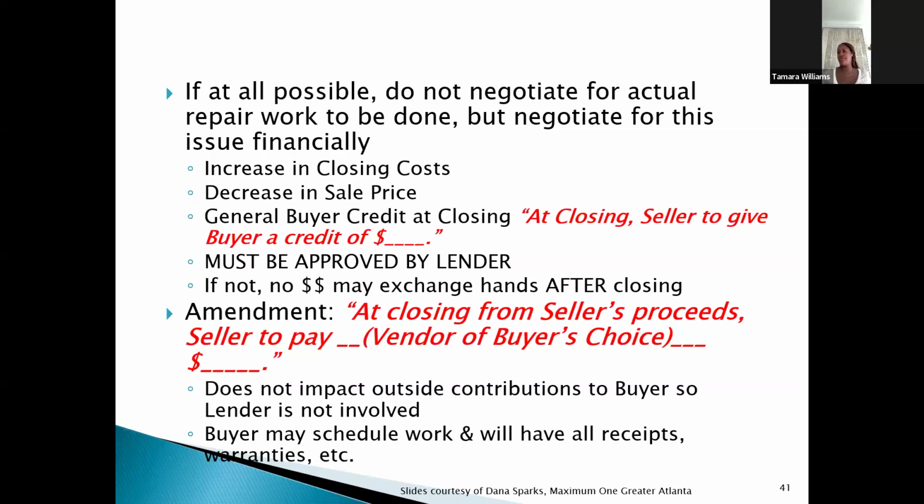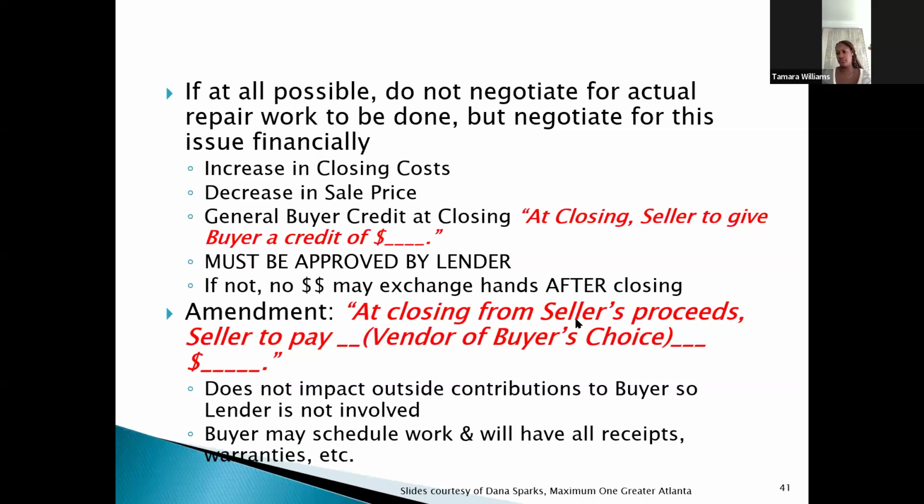And here's the special stipulation you would use, or here's what you would write up in an amendment. At closing, seller to give buyer a credit of X amount of dollars. Again, that must be approved by the lender. And if not approved, money may not exchange hands. Here is a better way.